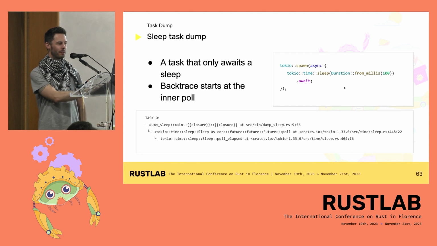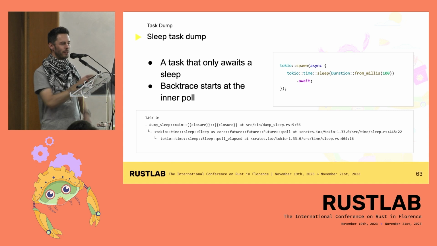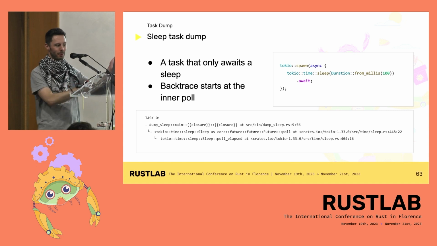So let's look at a simple one. Here is a task which sleeps for 100 milliseconds. That's all it does. It waits on sleep, and the backtrace will start at the inner poll. So we can see it down here. We get a backtrace with the function signature and the location where that happened. You normally get much uglier locations for stuff from crates.io, but I manually edited that here. So yeah, normally you're going to get your full path. And here as well, actually. I manually edited this because it's a presentation.